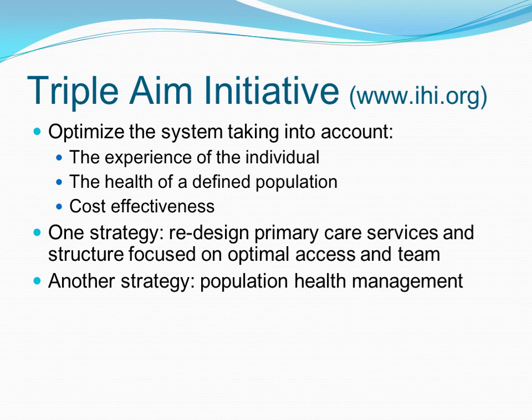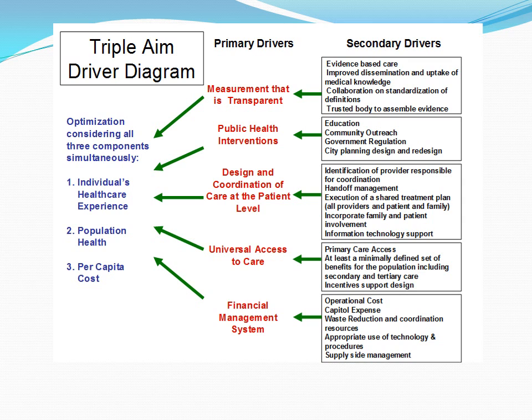And it's one strategy to redesign primary care services and to structure that are focused on optimal access. And another strategy is population health. And I'm going to show you the image, and we're going to talk through it. It's sort of like that Swiss cheese thing. So take a slow, deep breath as we go to this image and give me some time to talk you through it. Okay, so here's the Triple Aim model.